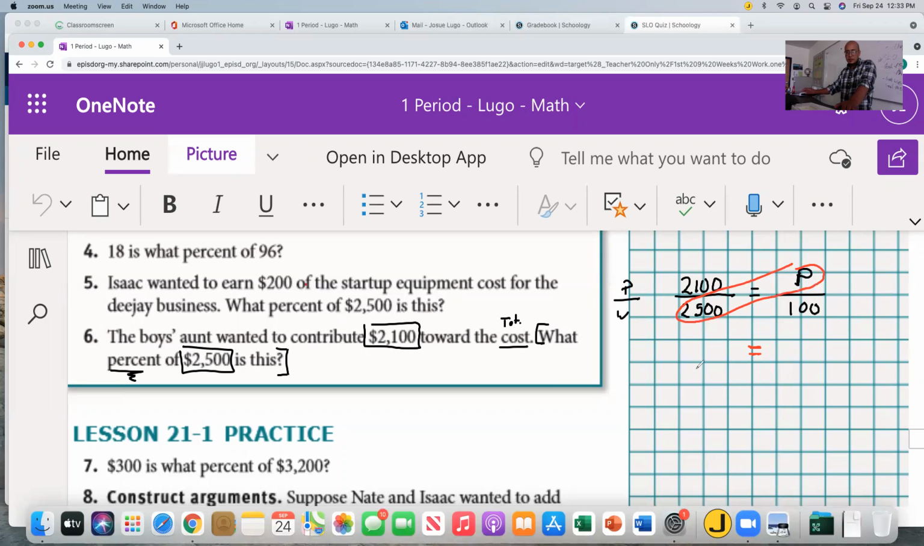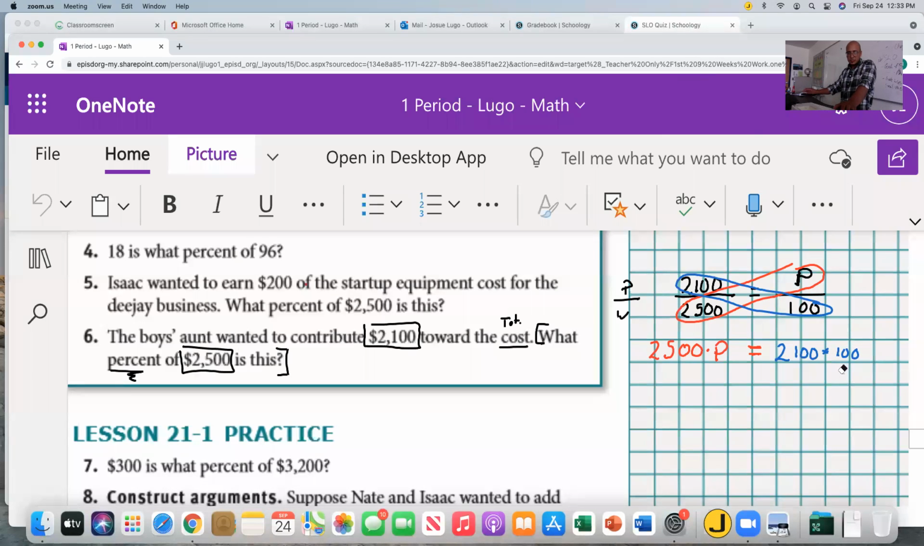Here I have 2,500 times P, okay? Now, of course, I don't know what P is, but I know that that's my cross product. And my other cross product is simply going to be 2,100 times 100. Now I can actually multiply this together.